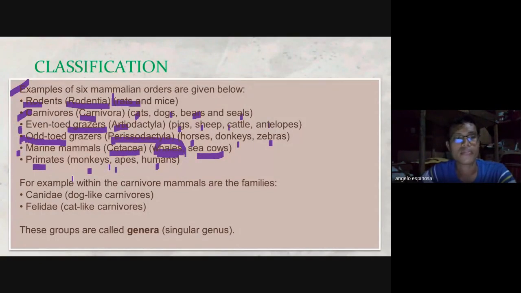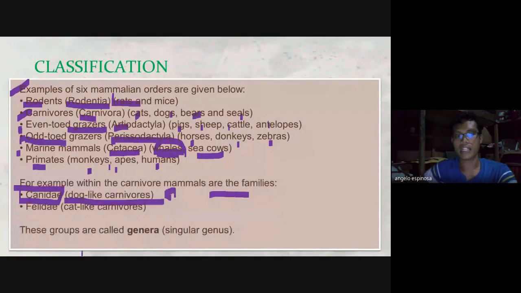Within the carnivore mammals are the families. We have Canidae. Remember this, Canidae, that is dog, dog-like carnivores, or canine. And then we have Felidae. Felidae naman is cat-like carnivores, from felis. That's why it's Felidae.